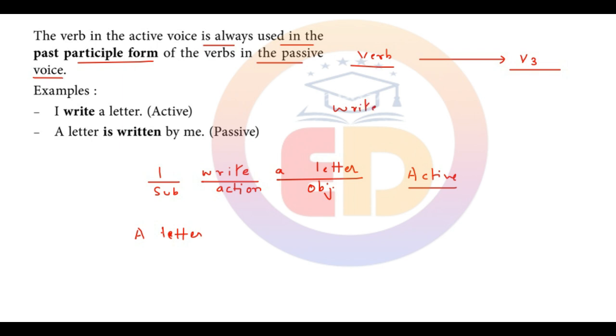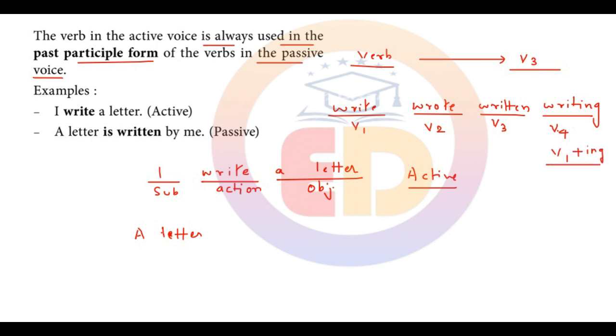Write is the base form V1, wrote is the past form V2, the third form V3 is written, and V4 is the present participle which is writing. It is formed by first form of verb plus ing. Some of the books mention this as V4 form. Some of the books just mention it as present participle.